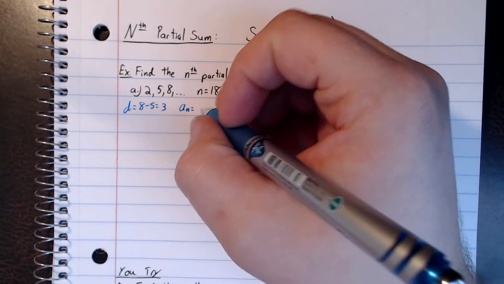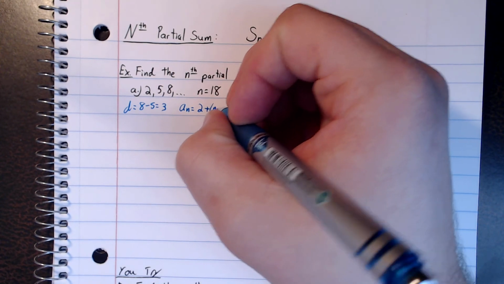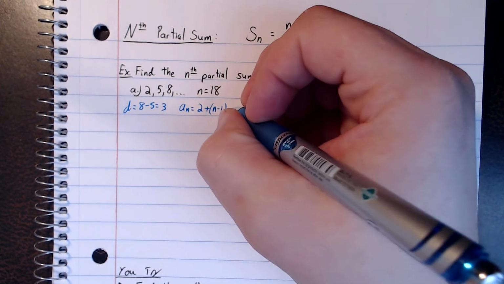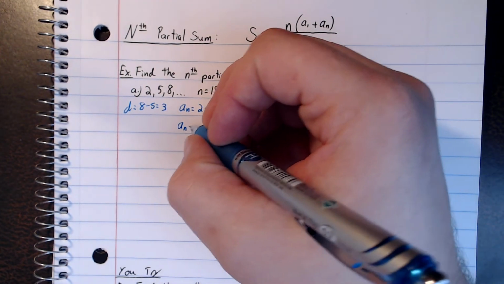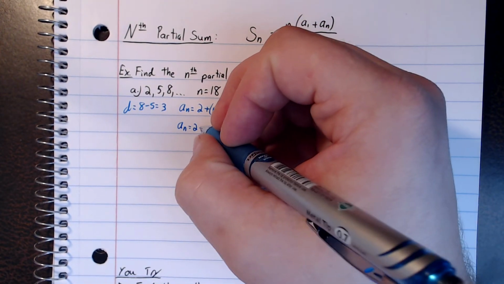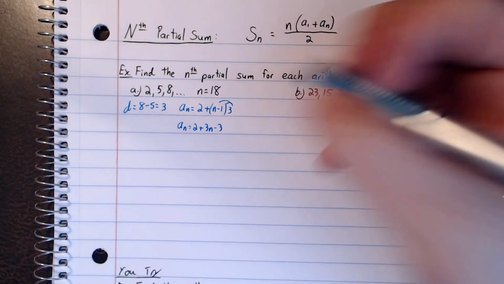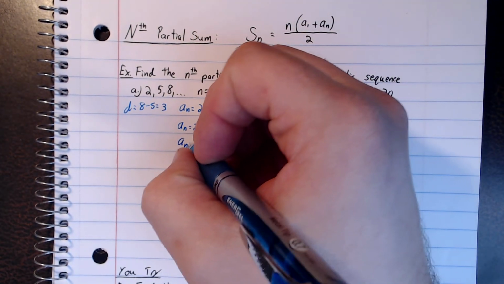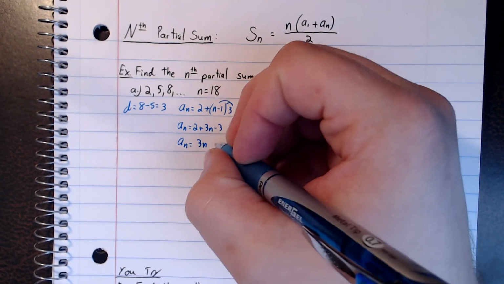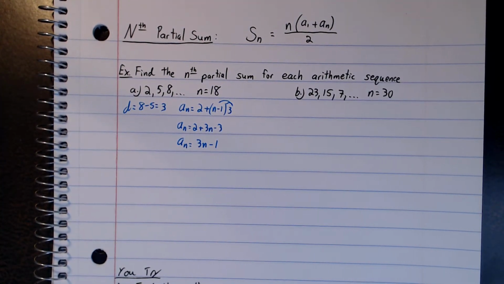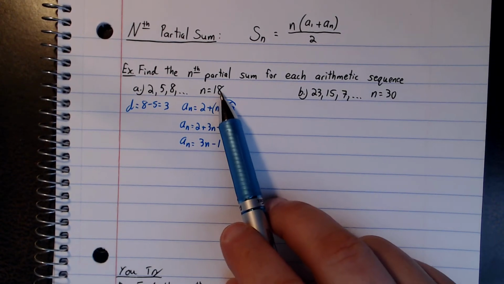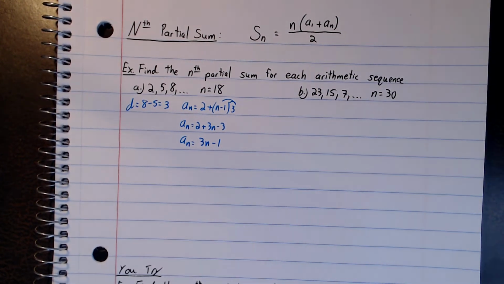So I know my first term, and we just found our common difference. If we distribute and combine like terms, we end up with a sub n being 3n minus 1, which is good because all we have to do now is plug in the 18th term, and then we can plug it into this formula.